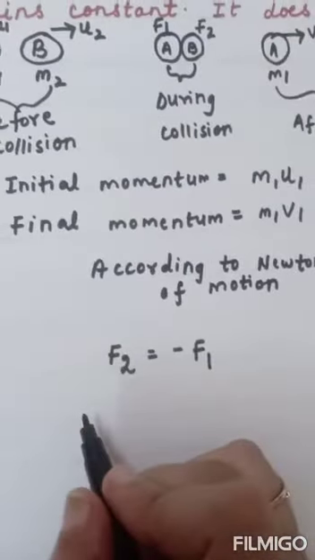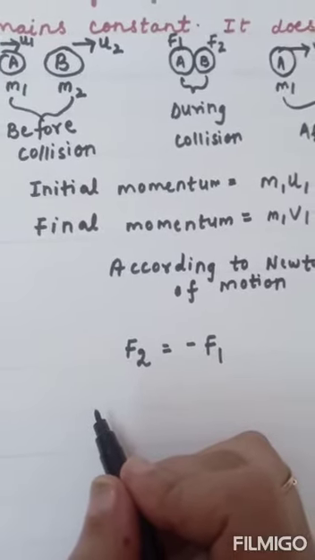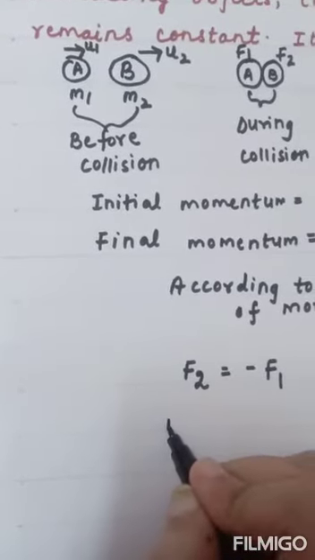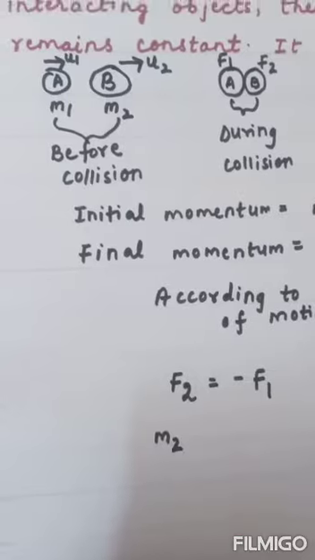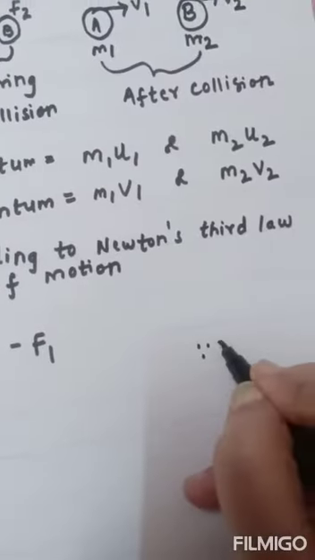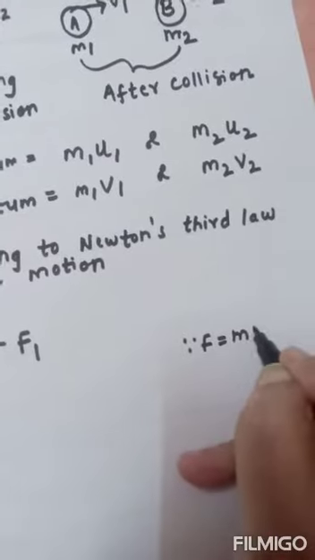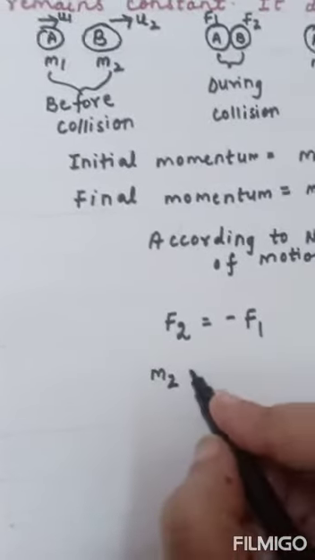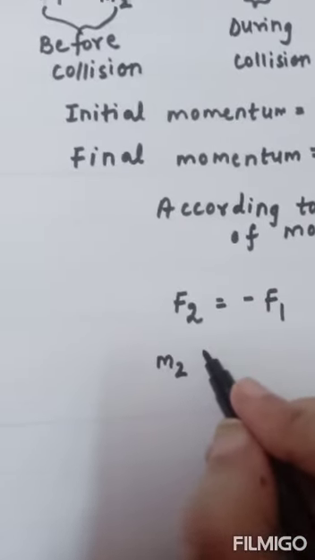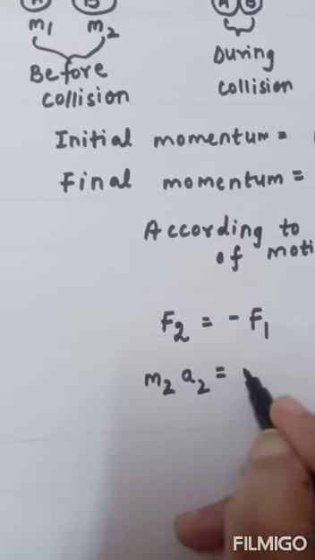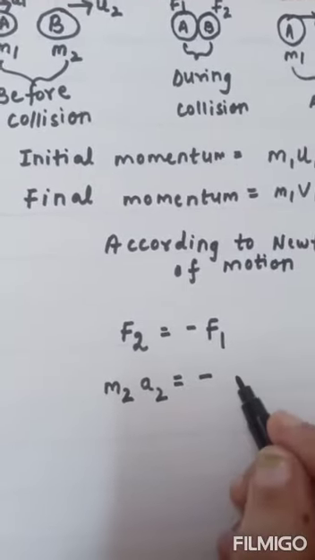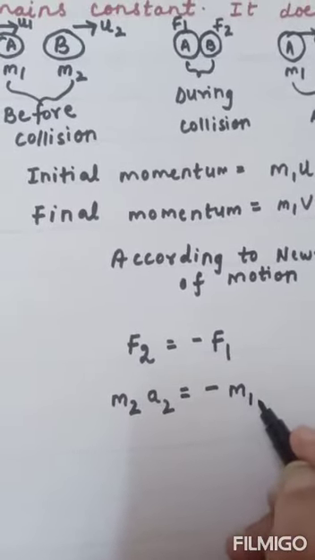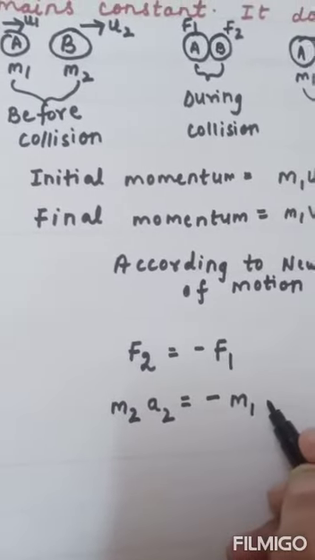I hope you also remember Newton's second law of motion, where we derived the formula for force. F is equal to m into a, mass into acceleration. This we also studied during the derivation of Newton's second law. Now m2a2 is equal to minus m1a1. I hope you understand what this minus sign indicates: force equal in magnitude but opposite in direction.